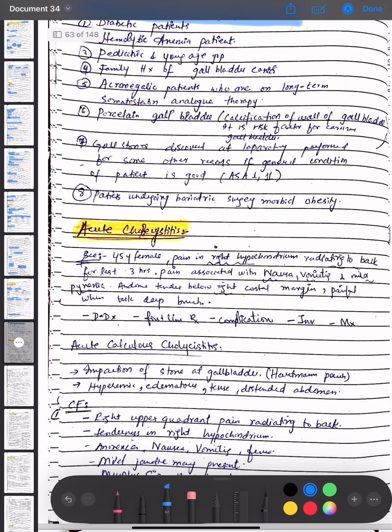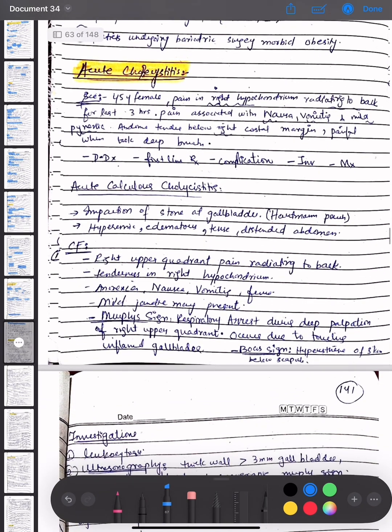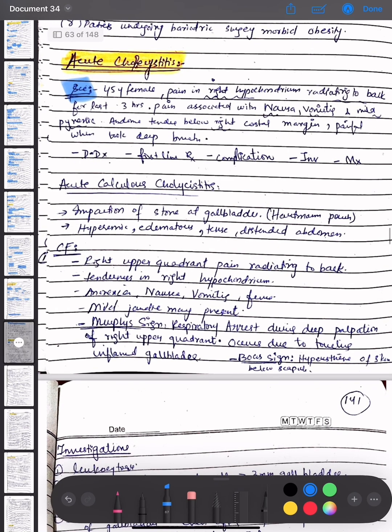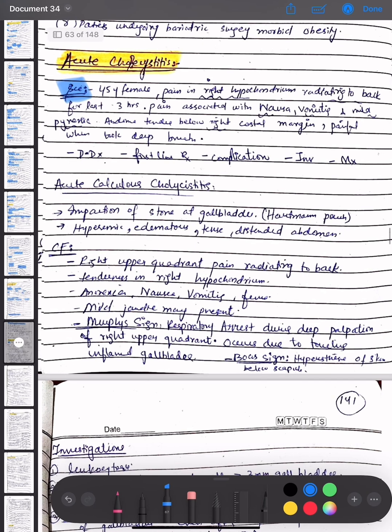of gallstones? Now coming towards acute cholecystitis, what is the scenario? We have a scenario that there is a 45-year-old female with pain in the right hypochondrium radiating to the back for the last 3 hours. Pain is associated with nausea, vomiting, and mild pyrexia. The abdomen is tender below the right costal margin and is painful when taking a deep breath. What are the differential diagnoses? What is the first line of treatment, and what are the complications, and what are the investigations and management?